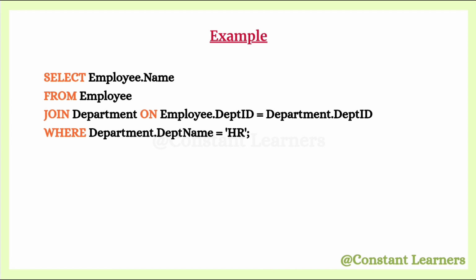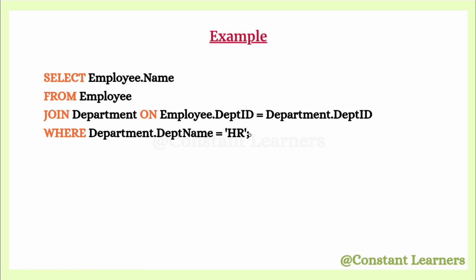So this is our SQL query. Select employee name from employee table. Join department on employee.department ID is equal to department.department ID, where department.department name is equal to HR. So in short, what are we doing? We are selecting the department name is equal to HR, and on that department ID, we are going to join the employee table with the department table, and then we are going to select the employee name from there.